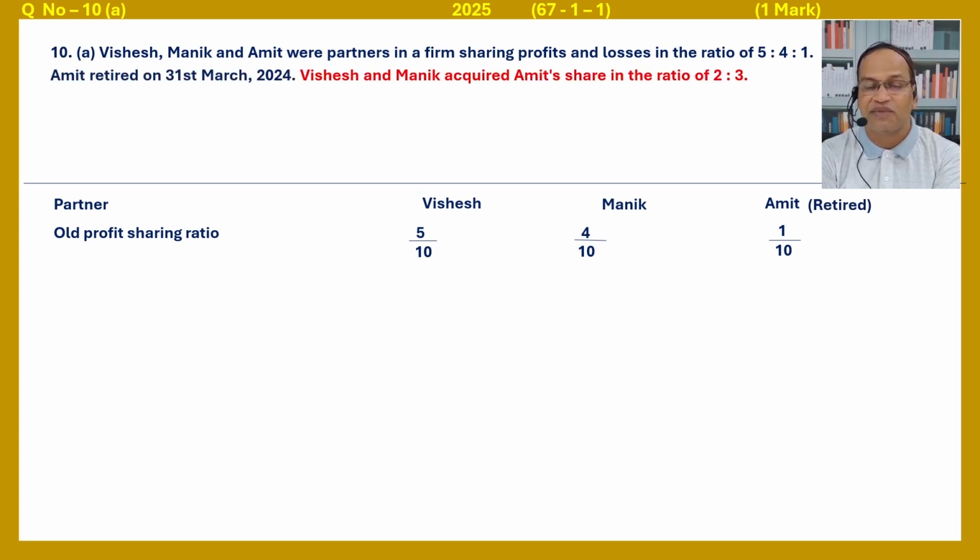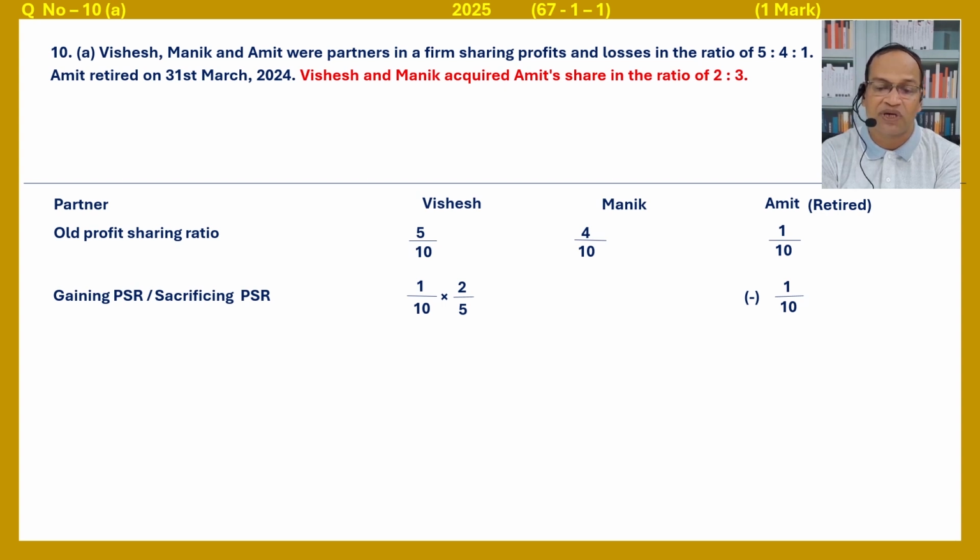Next, Amit retired on 31st March 2024. Vishesh and Manik acquired Amit's share in the ratio of 2:3. Here, the gaining ratio is available. Sacrificing ratio, that is 1/10 of Amit's share, so gaining ratio is 1/10 into 2/5. This 1/10 is divided between Vishesh and Manik at the rate of 2:3. So 1/10 into 2/5. Similarly for Manik, 1/10 into 3/5.